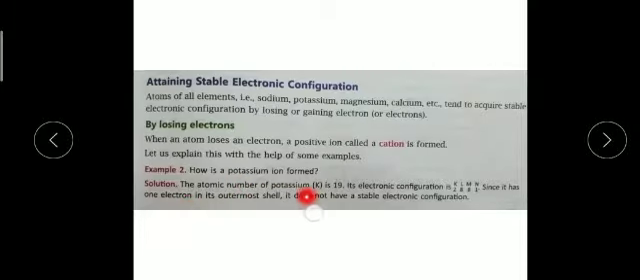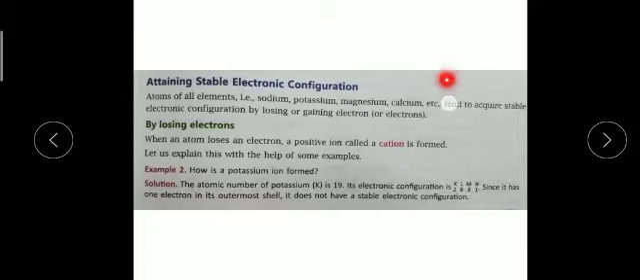We know potassium's atomic number is 19, and its electronic configuration is 2, 8, 8, 1. So the outermost orbit, or valence shell, contains only one electron. Potassium can easily donate this one electron to another atom, and it will get the same electronic configuration as argon, 2, 8, 8.